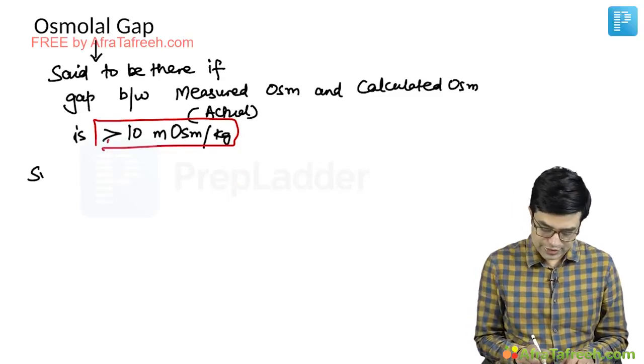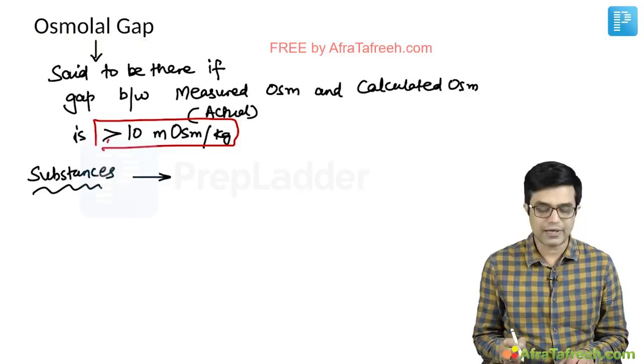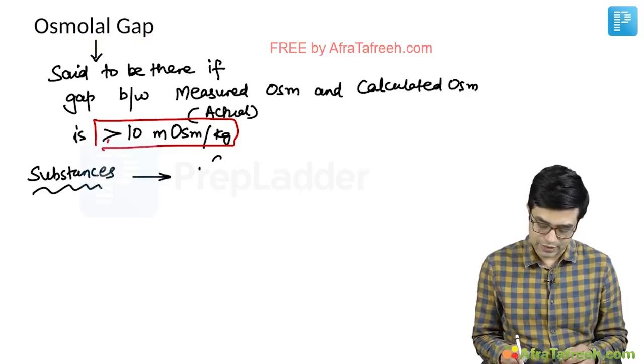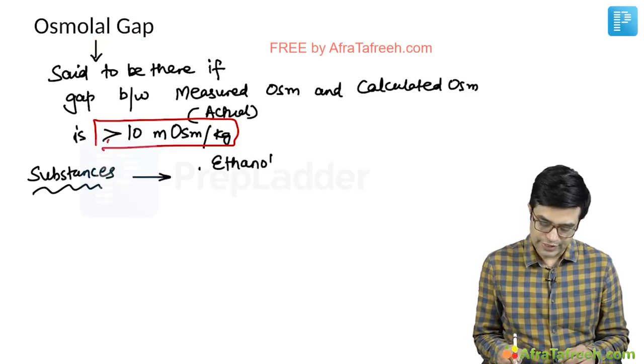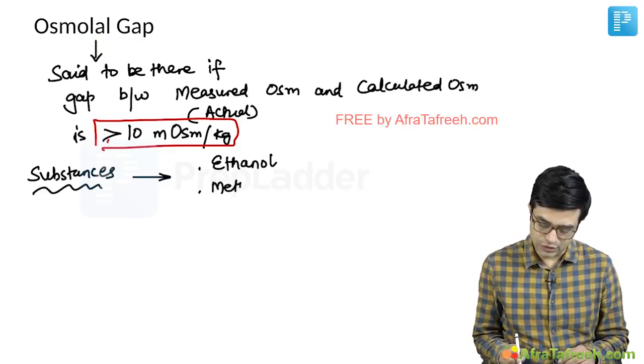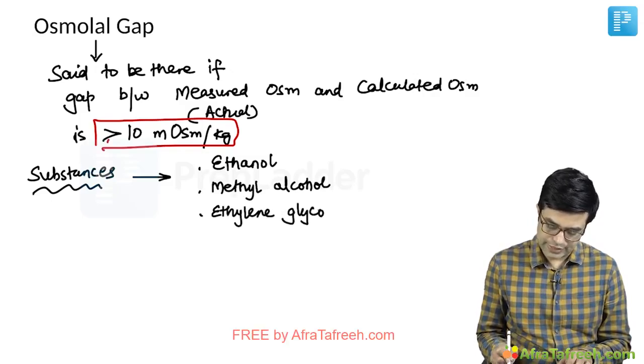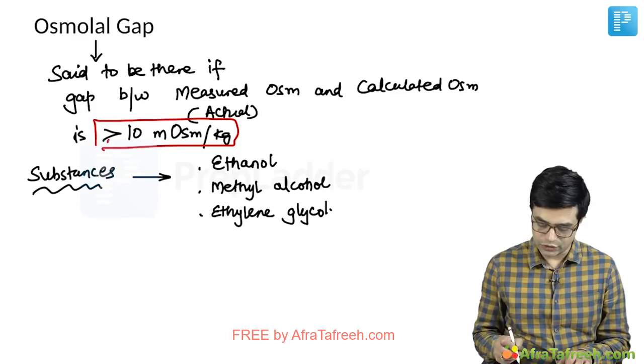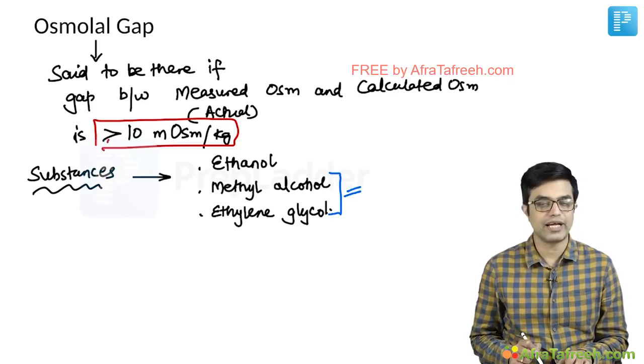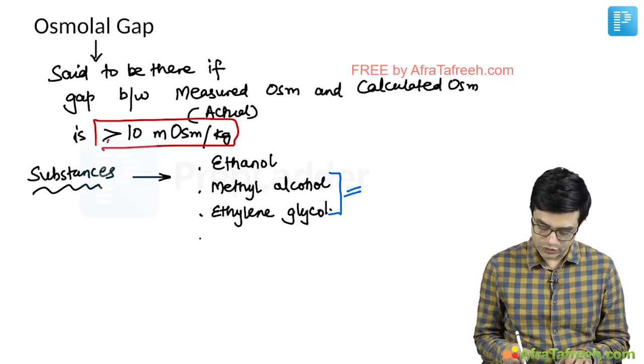What are the substances which can lead to osmolar gap? So osmolar gap can be due to the following substances. It can occur due to ethanol. It can occur due to methyl alcohol. It can occur due to ethylene glycol. And Nelson says that calculation of osmolar gap gives us a clue in poisonings caused by methyl alcohol and ethylene glycol. It can also be seen due to excess sorbitol consumption.